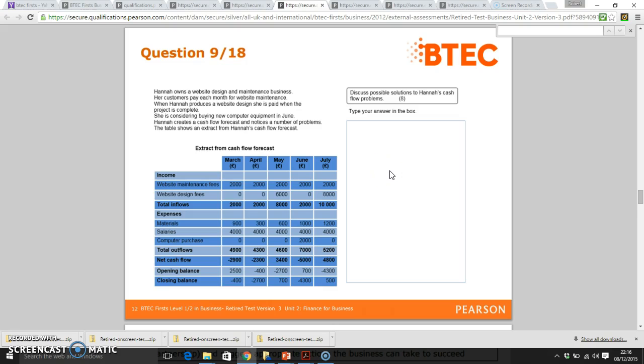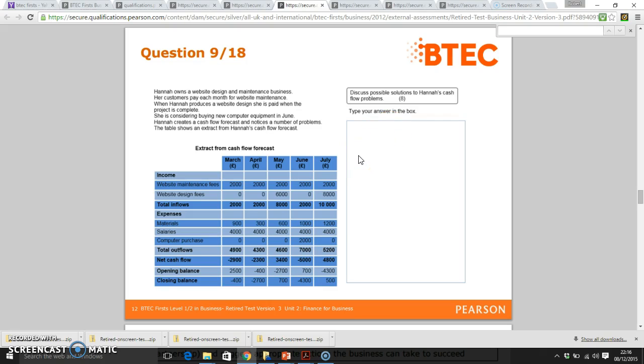This is what happened. Because the next month she doesn't have that website design fees, and she ends up minus 4,300 as a closing balance. And then the next month those website design fees come back again. Brilliant. And she ends up back in with a positive closing balance for that month. So first of all, we can identify straight away that these website design fees, Hannah needs to have more of them. So you've identified what some of the problems are for Hannah.